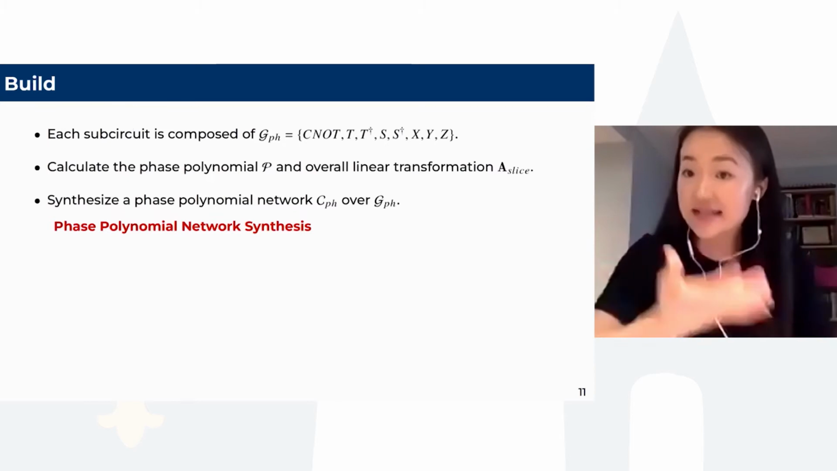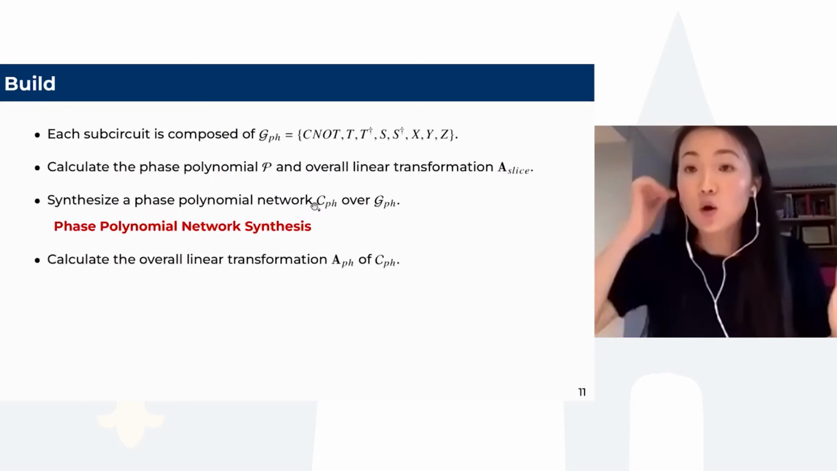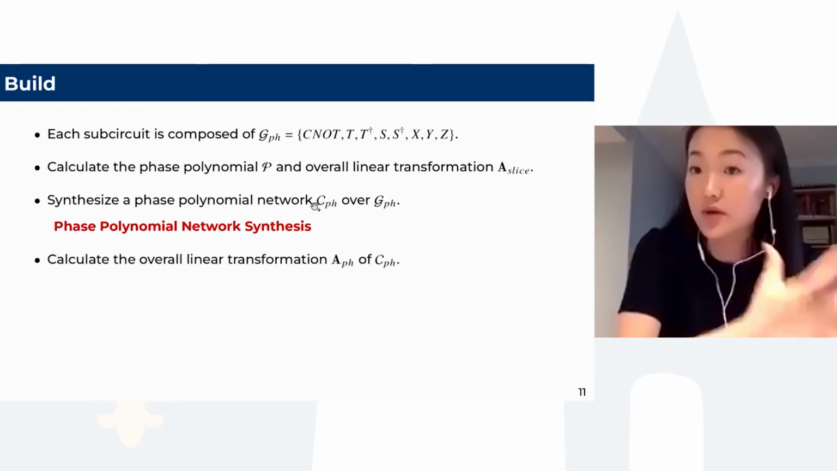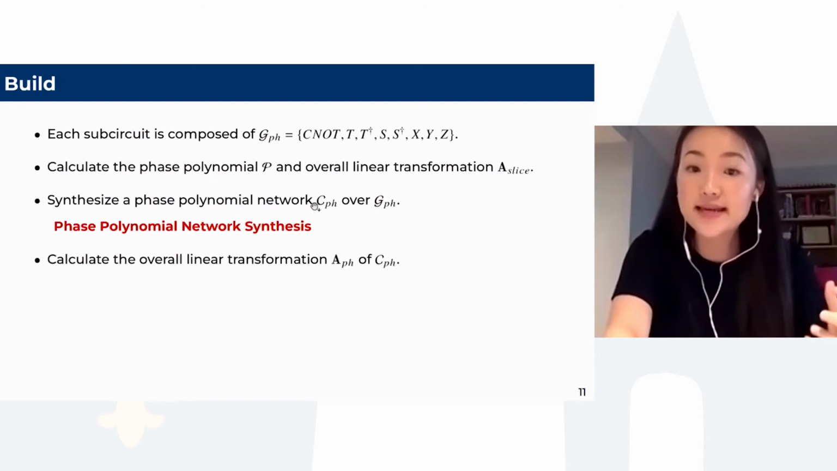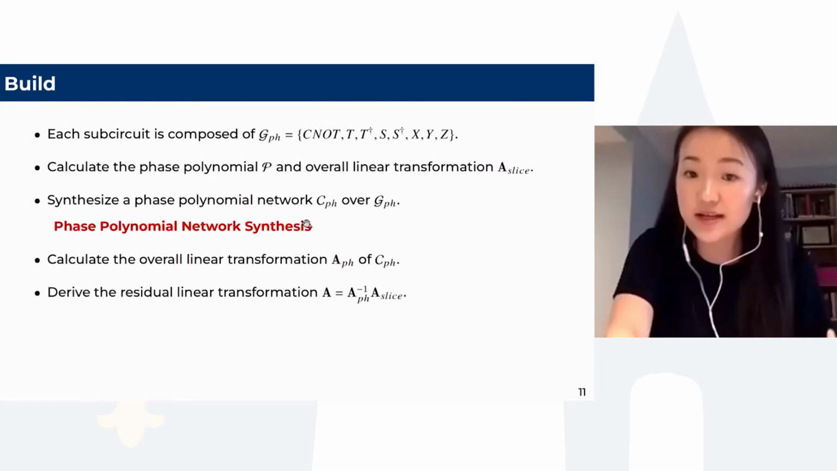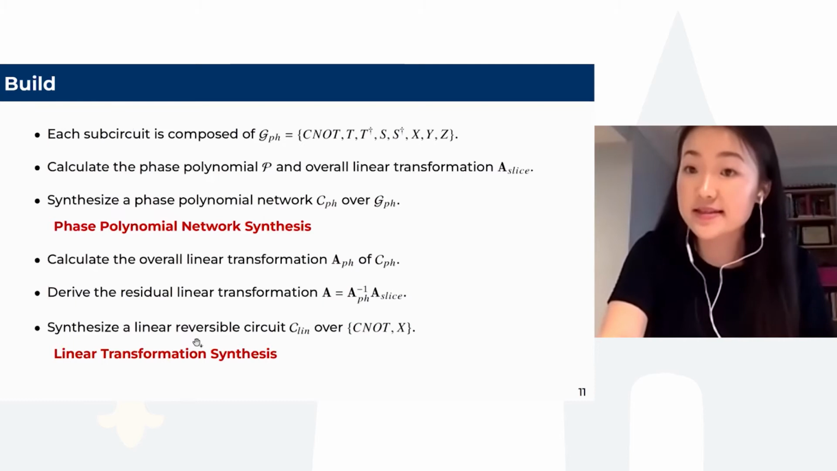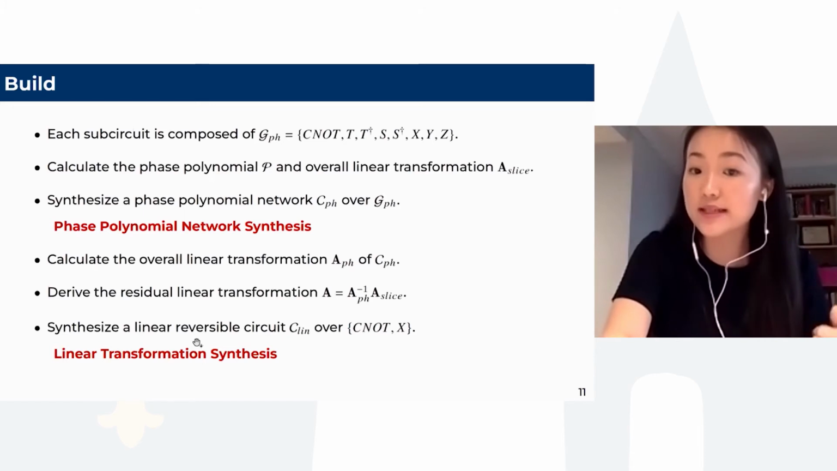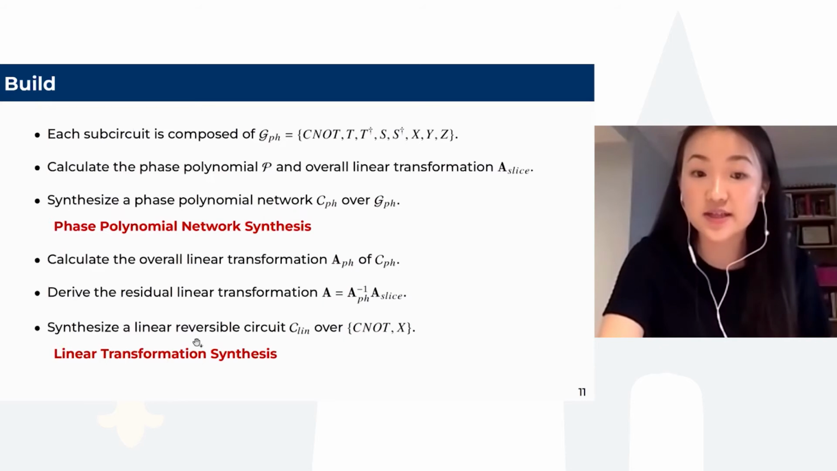Now, with this phase polynomial, we're going to synthesize a phase polynomial network, which is just a circuit that realizes these parity terms, and use this algorithm. With this, we have already realized part of the linear transformation that is given by the initial input, right? So we calculate the residual linear transformation by taking the inverse multiplication of the initial matrix. Then we can perform a linear reversible circuit synthesis over the CNOT and NOT gates that realize this bolded A. And we use the linear transformation synthesis as illustrated here.